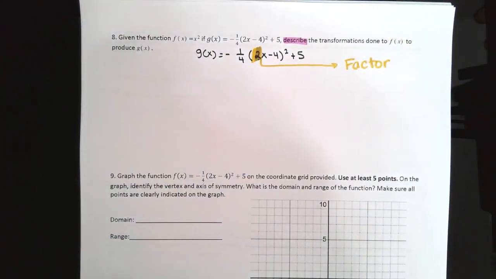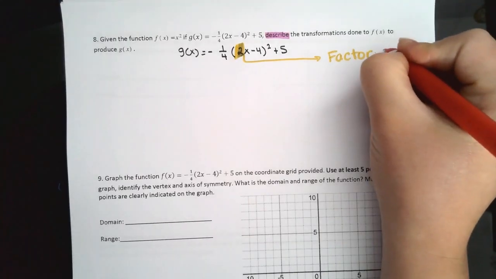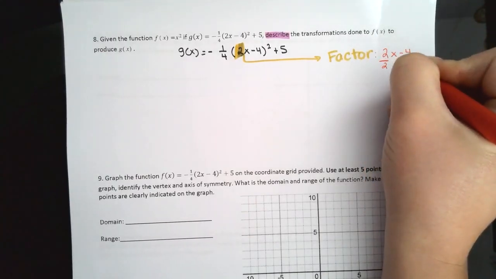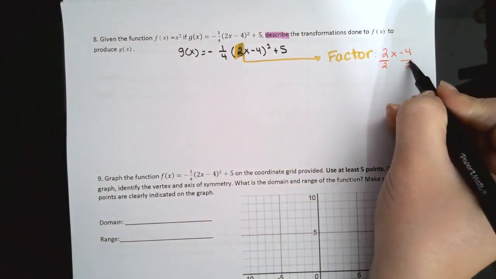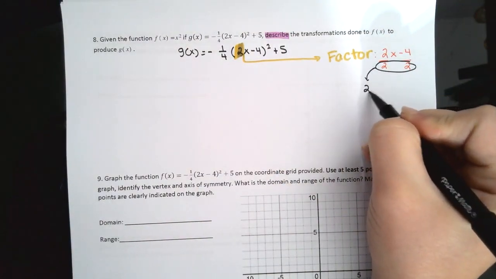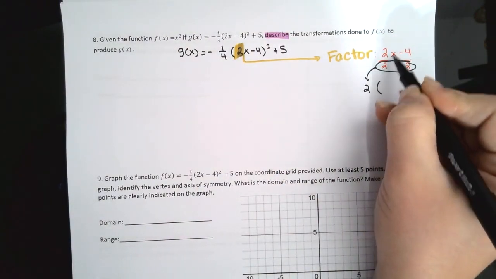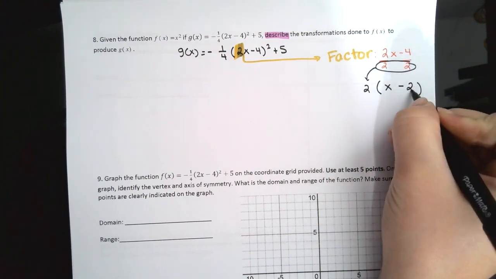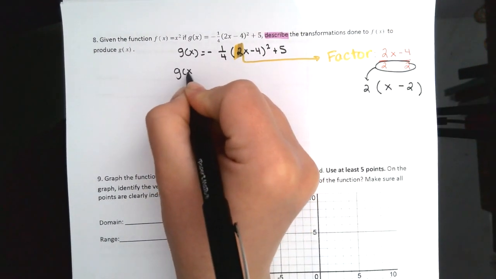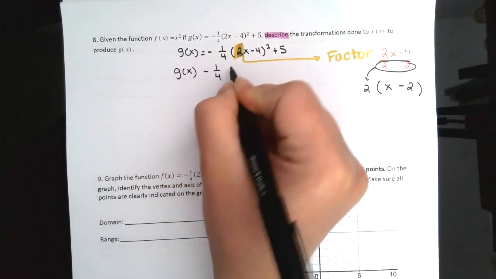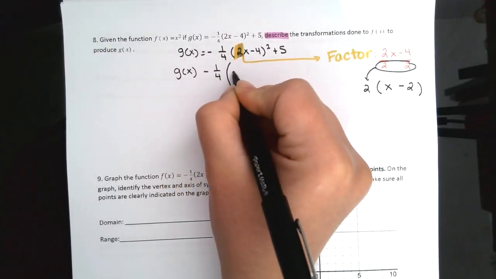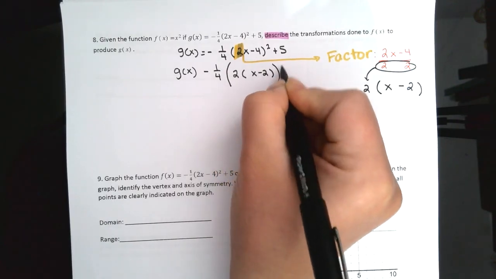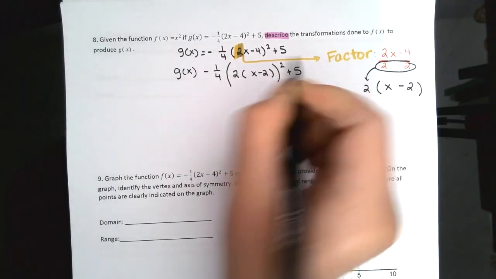To factor, I'm going to write this out. I have 2x minus 4, which means I'm going to be dividing by 2. That 2 does not disappear. It gets brought out. And we have our leftovers. 2 divided by 2 is 1x. -4 divided by 2 is a -2. So when I rewrite my function, I have -1/4, big open, 2, little open, x minus 2, close it, square it, plus 5.